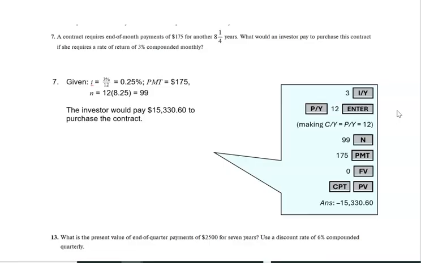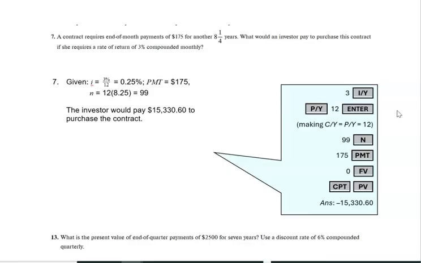So when we put it in our calculators, we have 3 IY, and then in order to make sure your PY and your CY are 12, you want to go to second and then click the IY button to get to the PY level. 12, enter. And then if you hit your arrow down, you can see that your CY is also showing 12. So once you know that those are set at 12, you can hit second quit to come back up to the main level of your calculator.